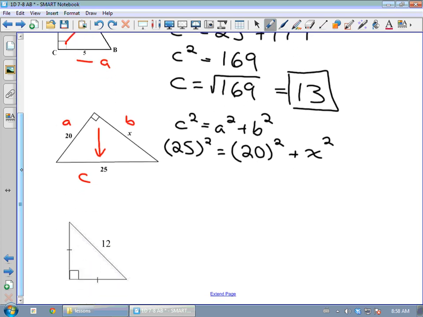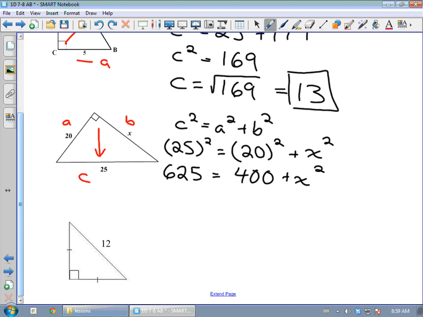So how can we do this? Well, let's start by doing our order of operations. We've got 25 squared and 20 squared. Let's square both of those things. What's 25 squared? I get 625. What's 20 squared? 400, plus x squared.